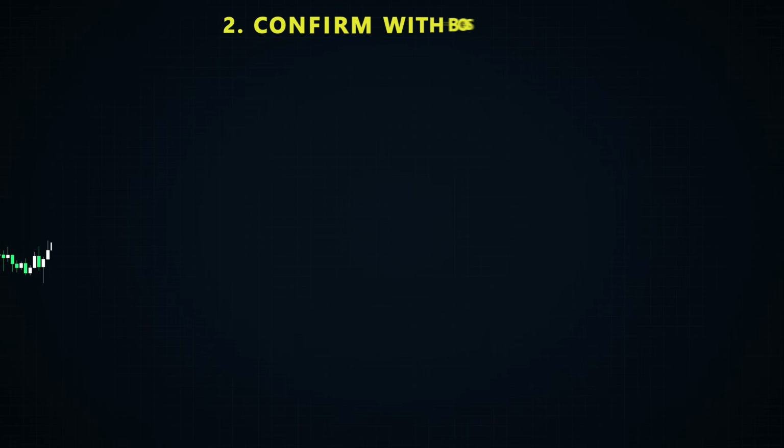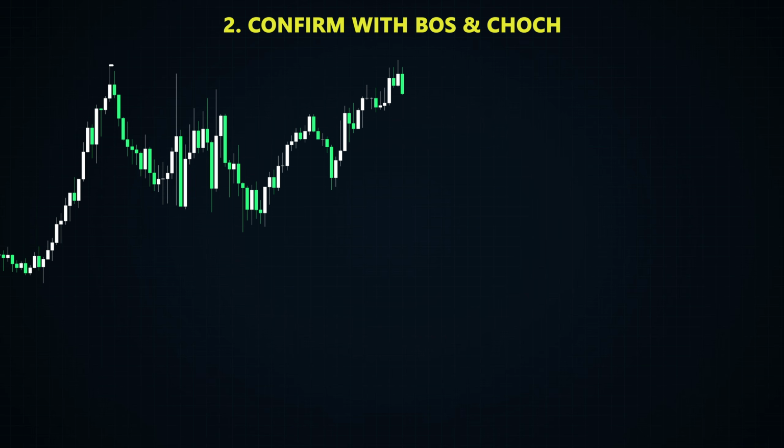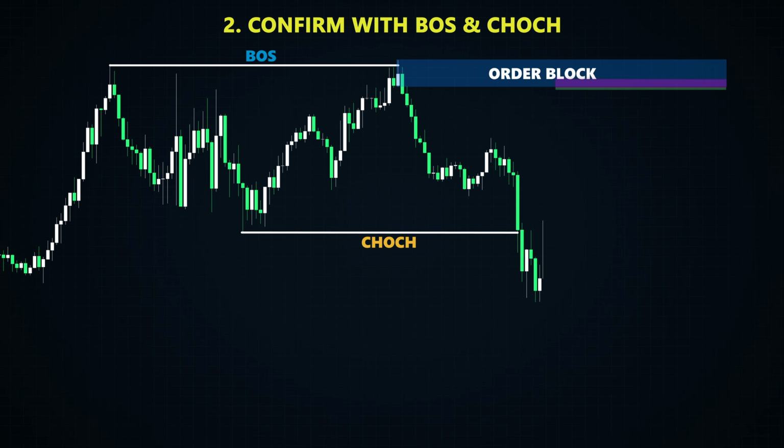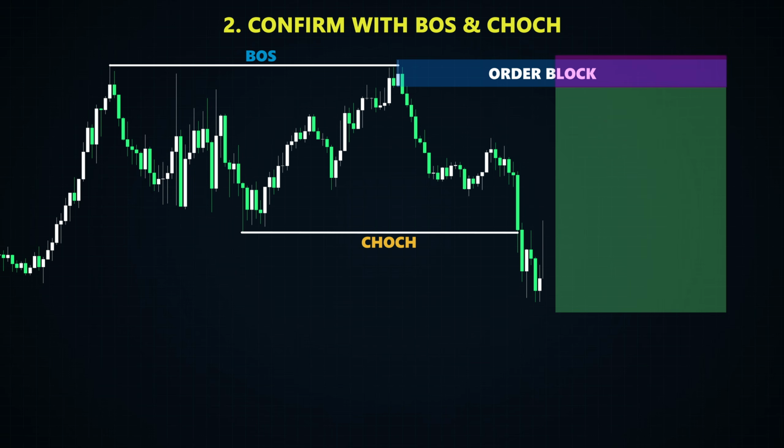Now let's go to the second rule. A lot of traders skip this crucial confirmation step and end up with weak setups that lead to losses. Don't be one of them. Always confirm your setup before jumping in. Let's break this down step by step.